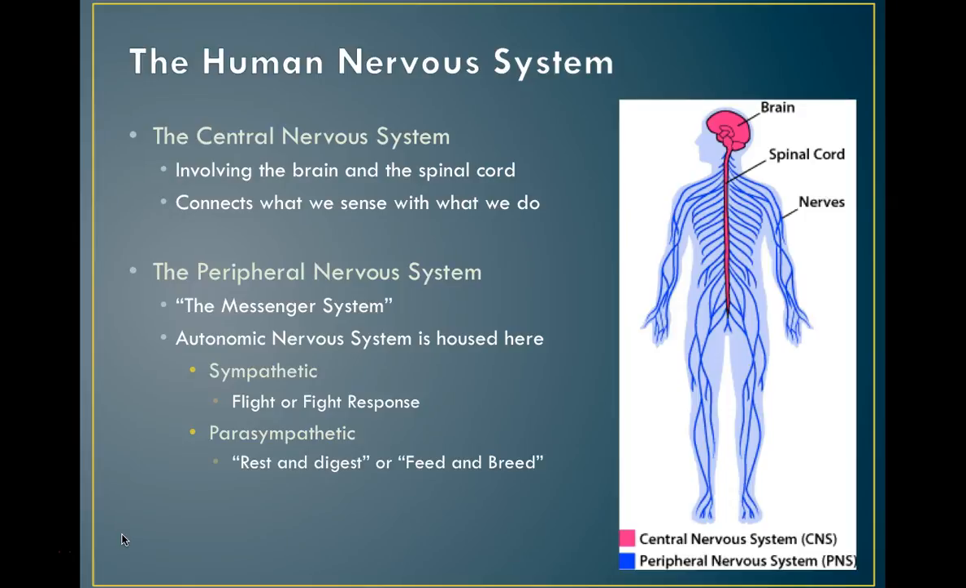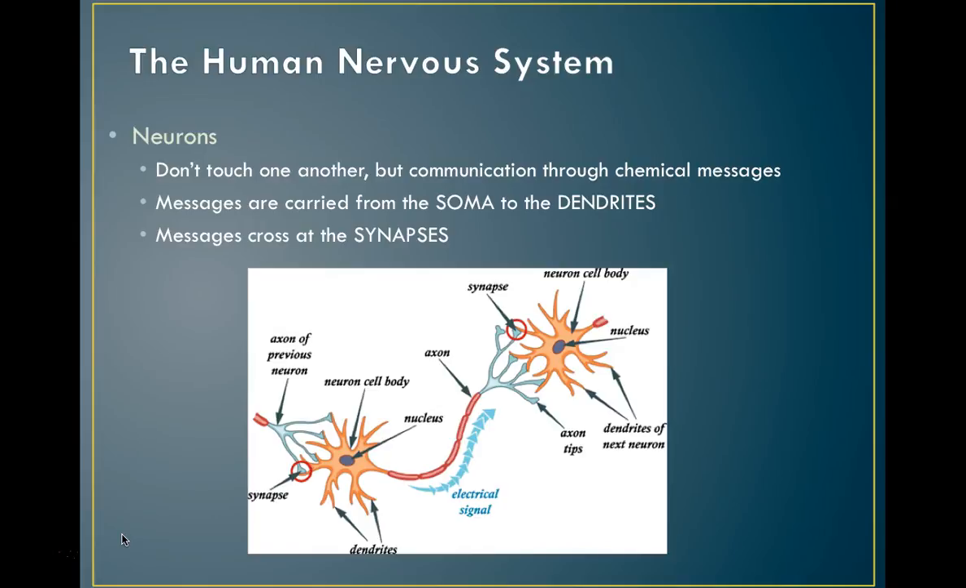The peripheral nervous system is kind of considered our messenger system, and this is where our autonomic nervous system is housed. Within that autonomic nervous system, we have the sympathetic system, which handles our fight or flight response, which tends to be when we're in anxiety-provoking situations, and the parasympathetic nervous system, which handles our day-to-day activities that keep us alive, so things like resting and digesting, or feeding and breathing.